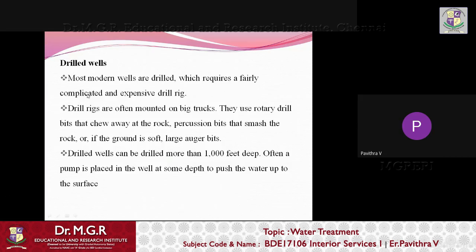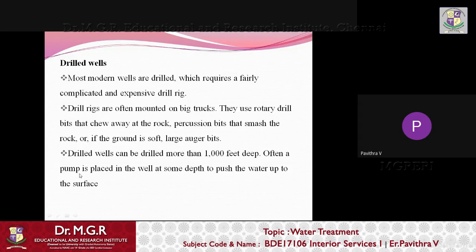So drilled wells. Most modern wells are drilled, which requires a fairly complicated and expensive drill rig. Drill rigs are often mounted on big trucks, and drilled wells can be drilled more than 1,000 feet deep.